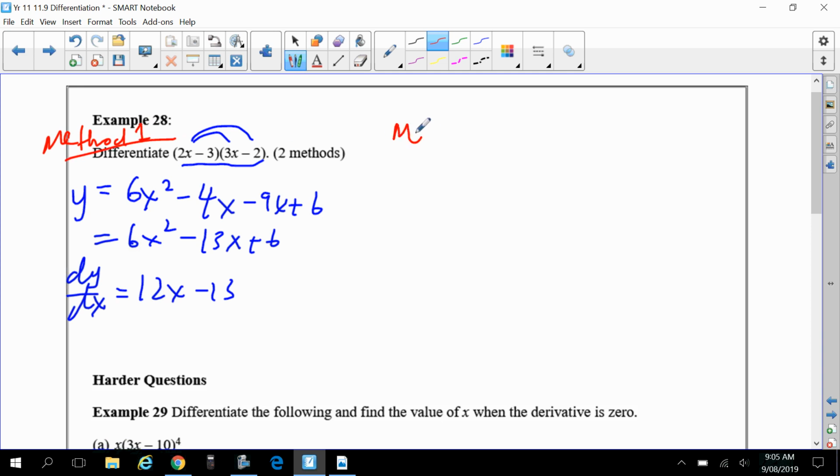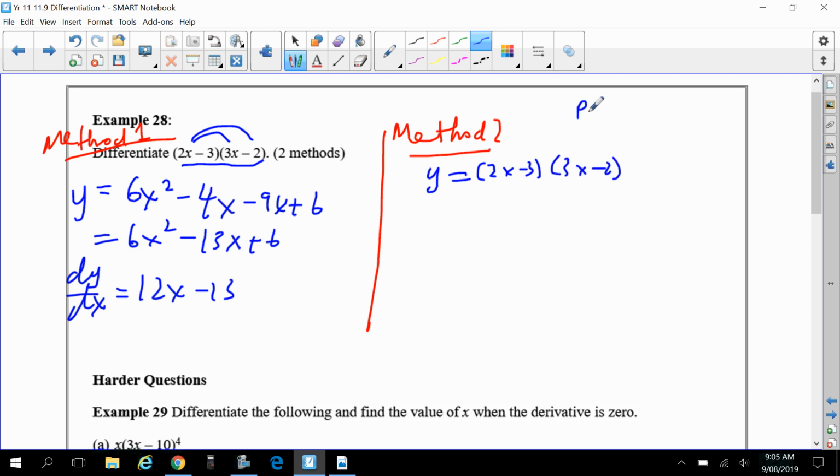Method 2. Unless the question says use the product rule, otherwise you can use any method you like for this question. Any method. Method 2, let's use the product rule. Y equal to 2x minus 3. That's where I have to use the product rule. And that's your U, that's your V.